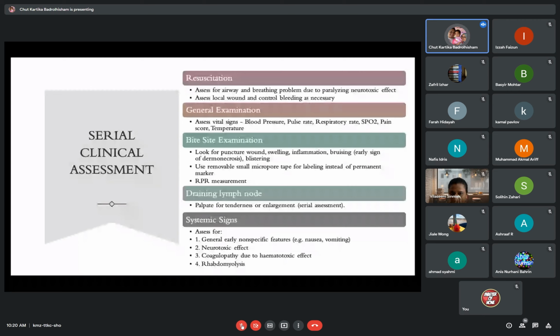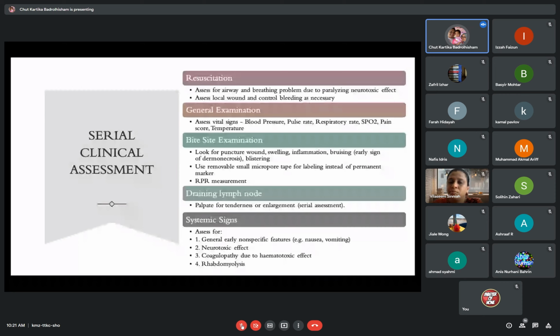for this labeling, it is necessary for you to measure the rate for the proximal extent of the swelling. It won't develop to the distal, faham ke? Okay. Other than that, you have to look for the lymph nodes, palpate for the tenderness, enlargement, because the venom will be drained into the lymph node side.